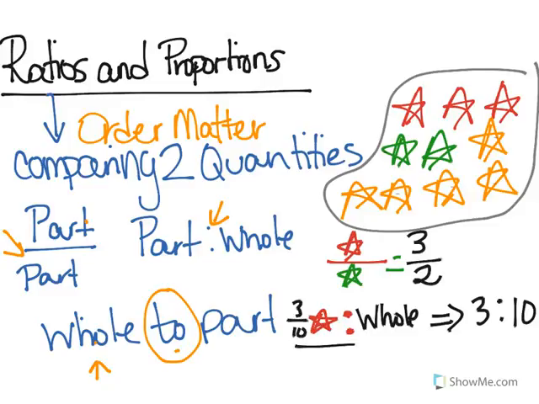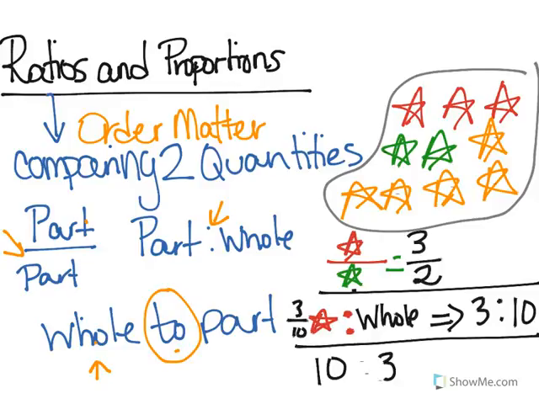And then I could write whole to part. Well, my whole is 10. My part was 3. My order would be 10 to 3. These are not the same ratio because they're not written the same. Okay, this is part to whole to part. They are similar in this problem because they use the same material, but I did not say that there are 10 red stars. There are actually 3 red stars. So the order matters in how you write it.